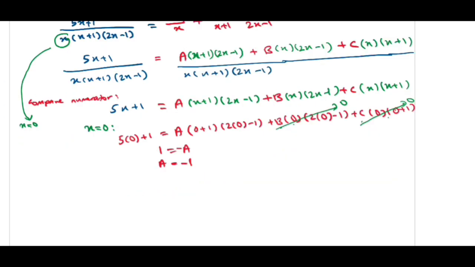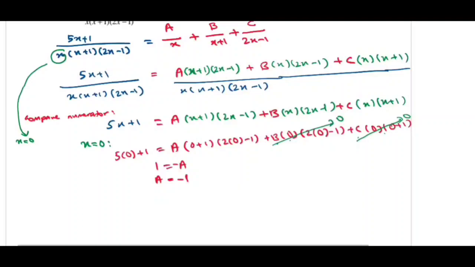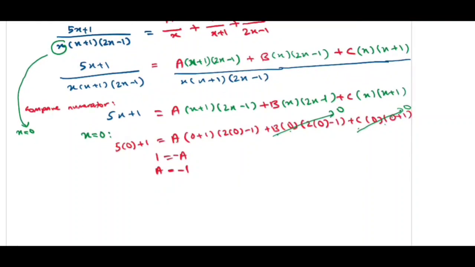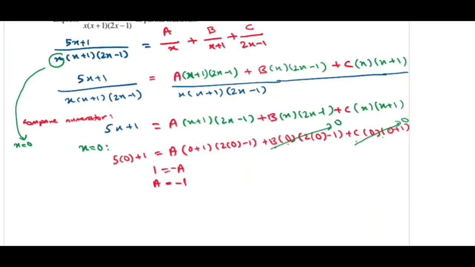Remember, we still have 2 more constants to find out. We have to find constant b and also c. What will be the best next choice of x? Just look at the next linear factor. The next linear factor is x plus 1. Equate it to 0, x is equal to negative 1. So our next step is to substitute x equal to negative 1 into all of our x's.